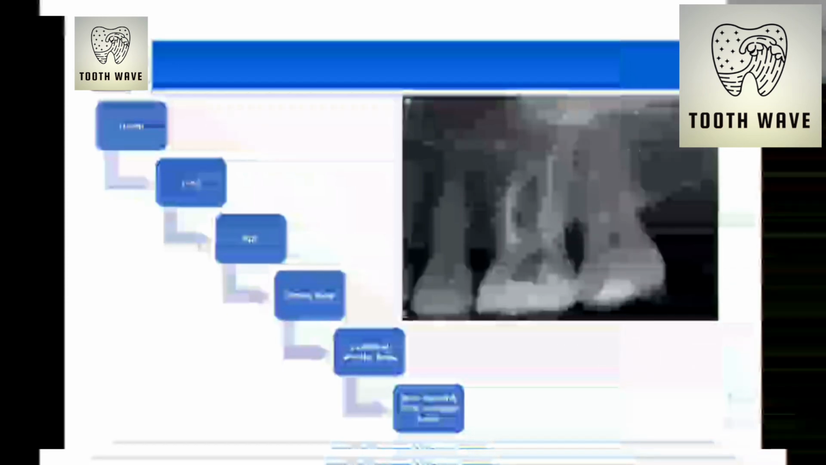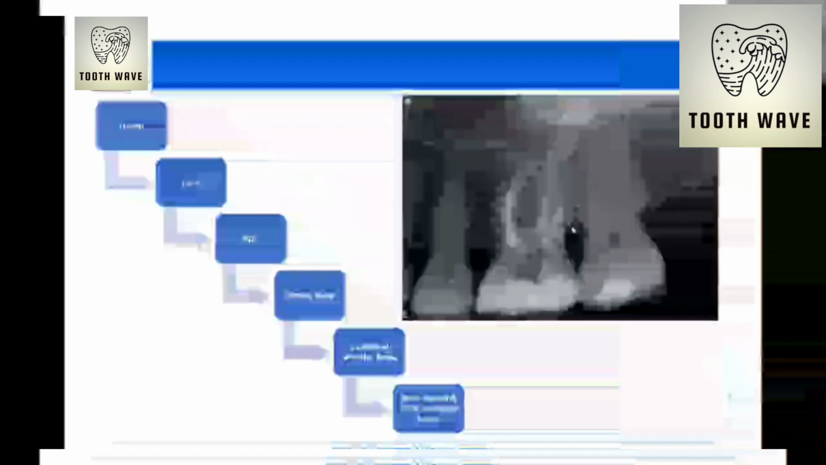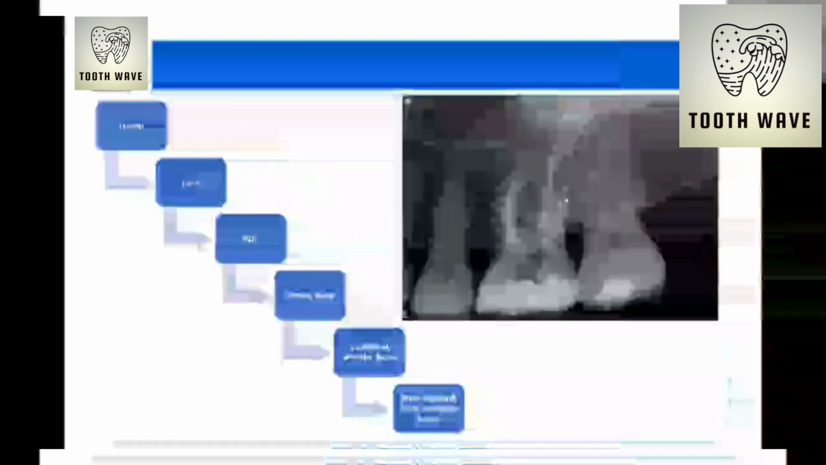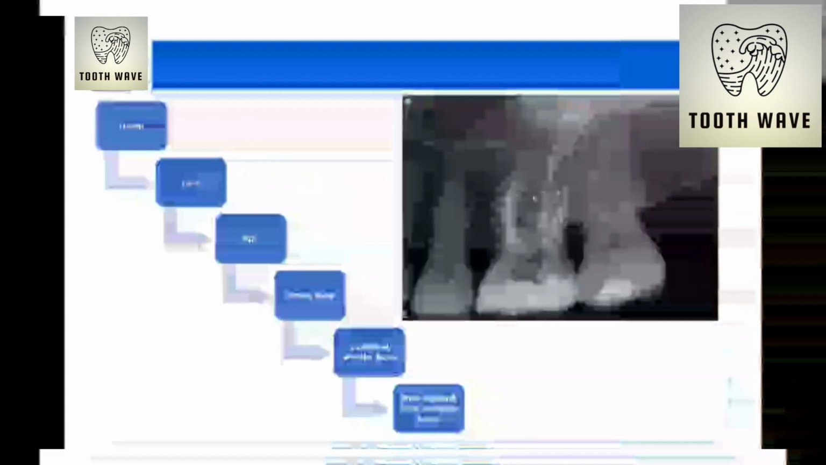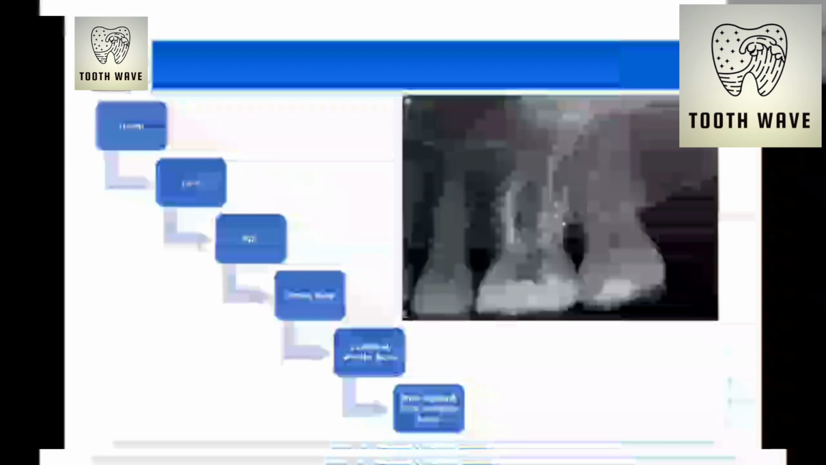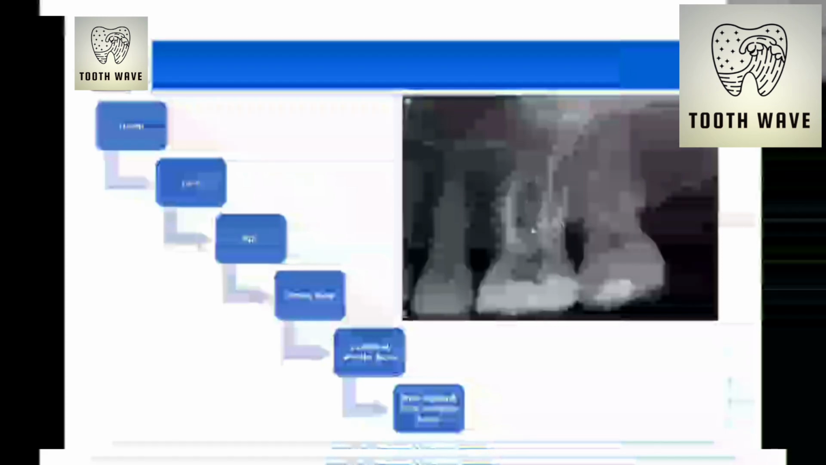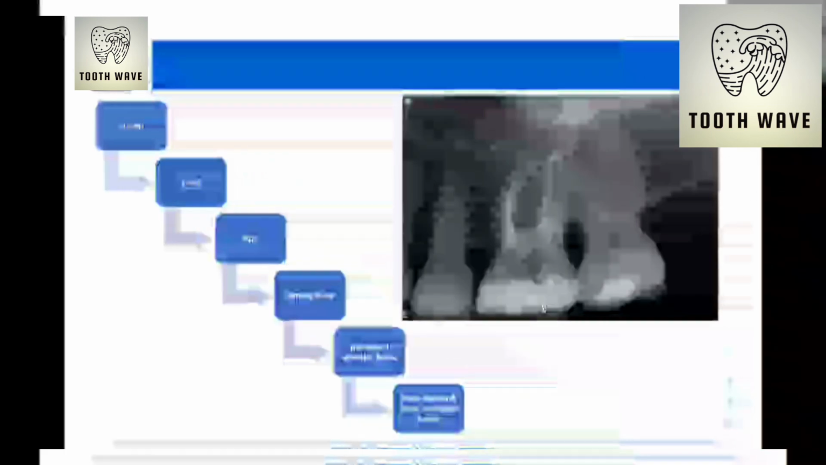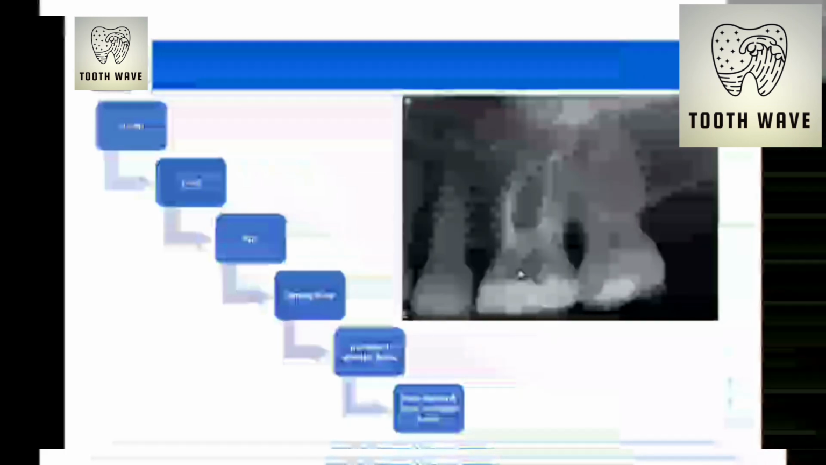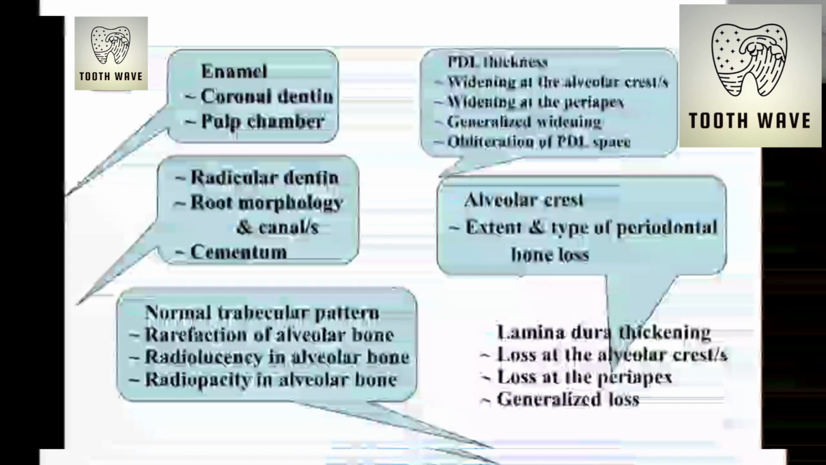What is the periapical alveolar bone? The interdental bone, what is present between the two teeth, and the interradicular bone in between the two roots. Now, what are you going to see in the crown? In the crown, you are going to see the thickness of the enamel, the dentine, the pulp chamber, as it is mentioned here.